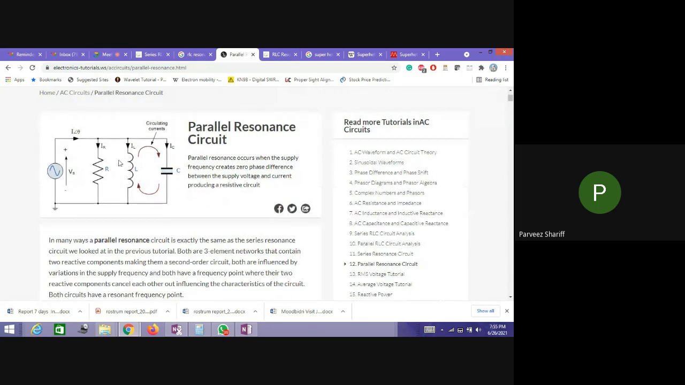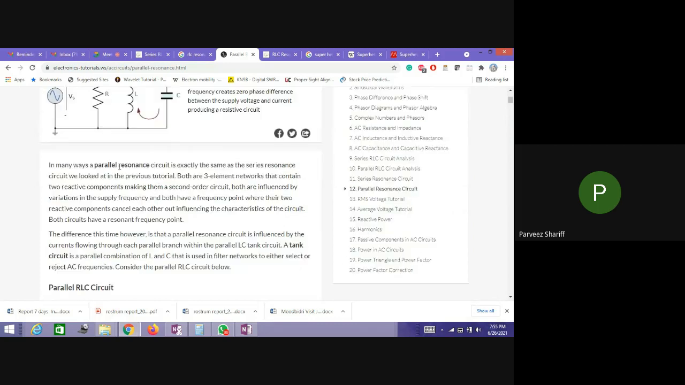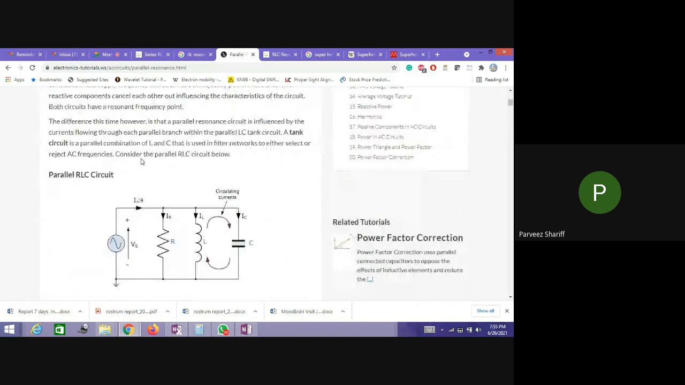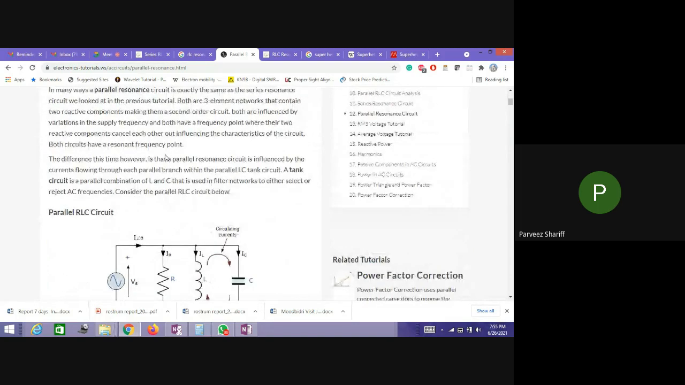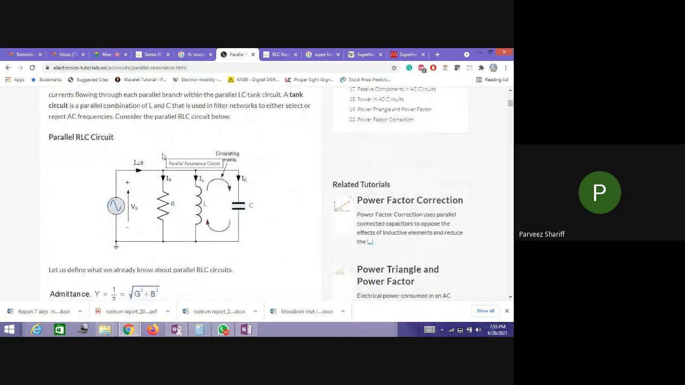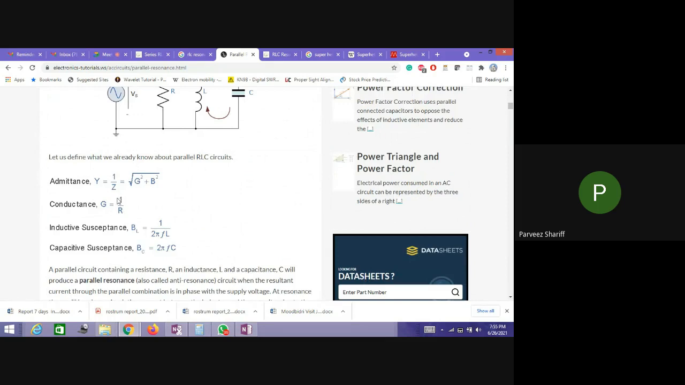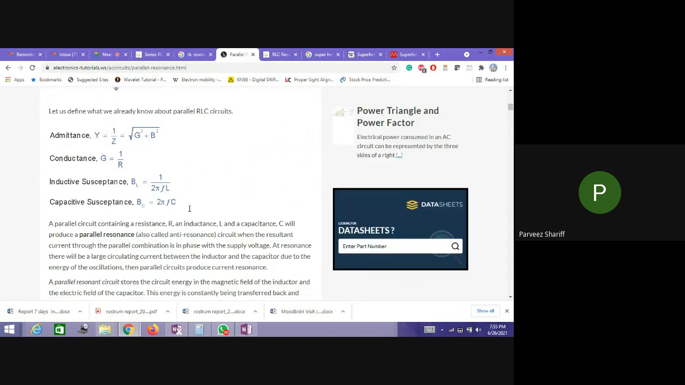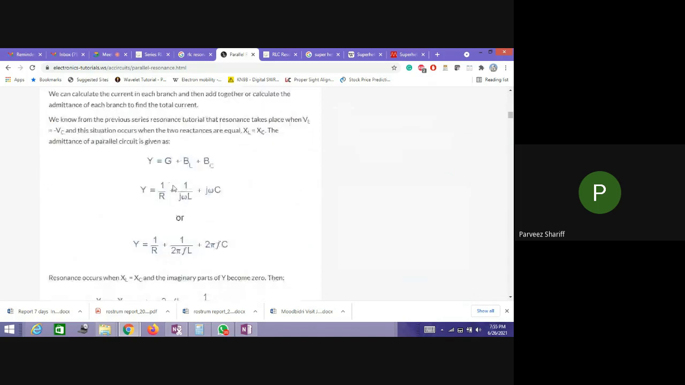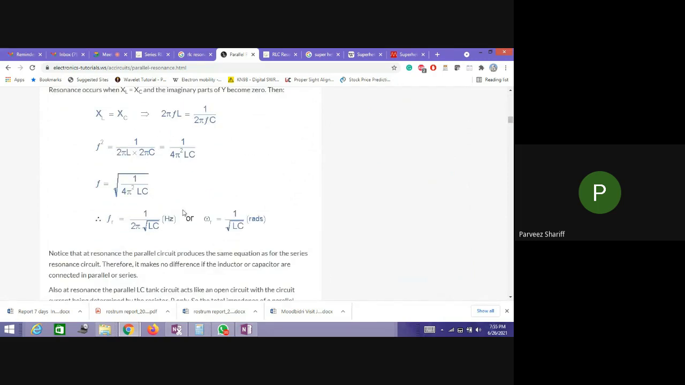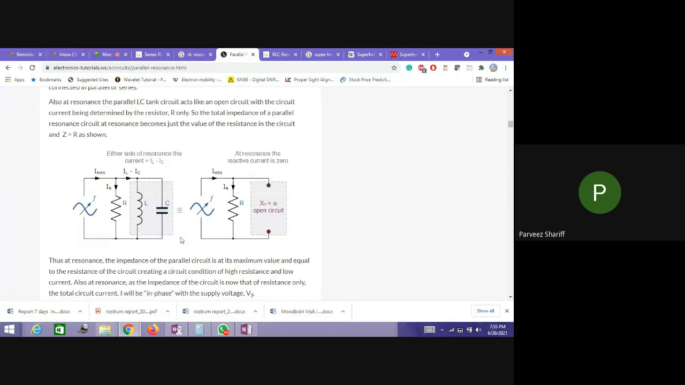It doesn't matter whether the resistor is in series or parallel, because it has no effect on the overall resistance. Even if we consider the resistance in parallel, instead of R we can consider the conductance, that is 1 by R. Now again here at some point XL is equal to XC. We will get the same formula: the resonance frequency will be 1 by 2 pi root of LC.